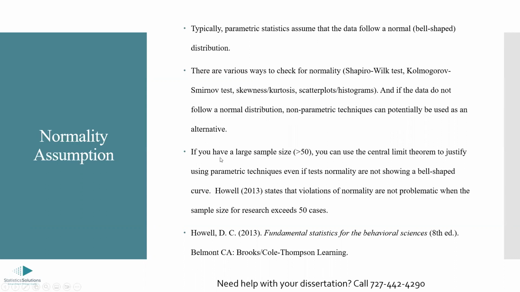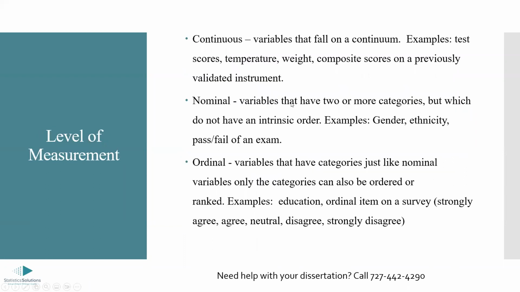One of the things you can use to bypass normality is using your sample size. If you have a very large sample size, you can use something called the central limit theorem to justify proceeding with parametric techniques, even if your data is not following a bell-shaped curve. I put a citation here, Howell 2013. He indicates that violations of normality are not problematic when your sample size exceeds 50 cases.